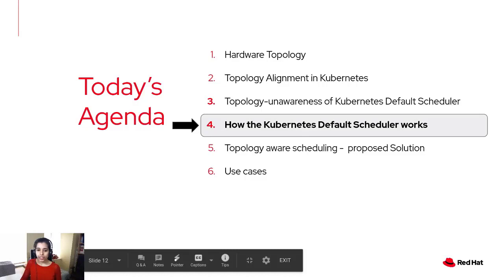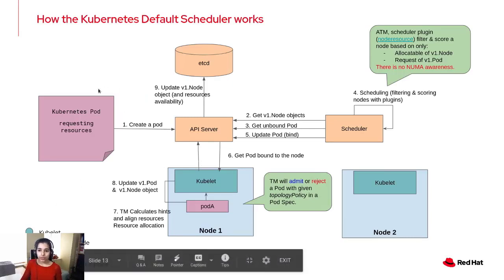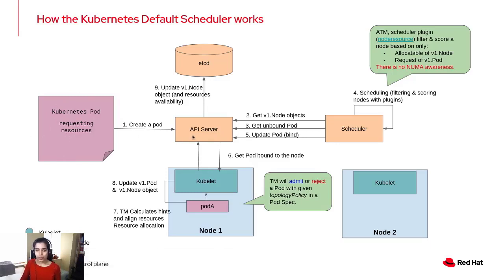So let's talk about how the default scheduler works. Let's try to understand with the help of this diagram that I have here. On the left, we have a pod which is requesting resources. The resource request as well as the pod spec goes to the API server. The scheduler gets the node objects corresponding to the nodes that are part of the cluster. As the scheduler is essentially a controller, it looks for the pods that haven't been assigned to a node. It then runs its filtering and scoring algorithm to identify a suitable node where the pod should be placed. Once a suitable node has been identified, it updates the pod object and captures the node name where it should run.